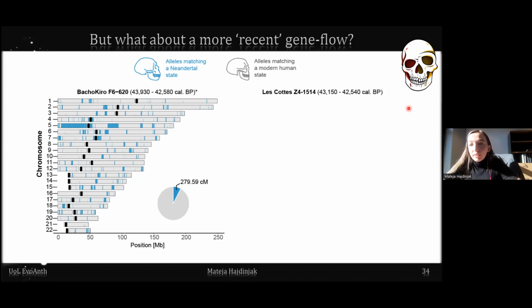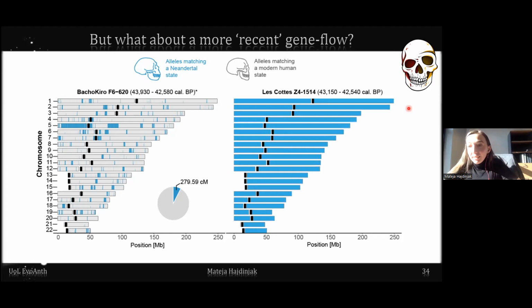So if we look at the genome of one of the late Neanderthals, where we have really good quality data, and which is approximately around the same age as our modern humans from the Bacho Kiro cave, we do not see any introgressed modern human DNA in the genomes of late Neanderthals. And this is the case for all of the late Neanderthals that we have looked at so far and that post-date the modern human arrival into Europe, which is, at least for me, really interesting.